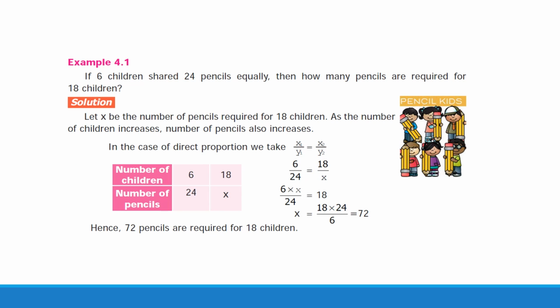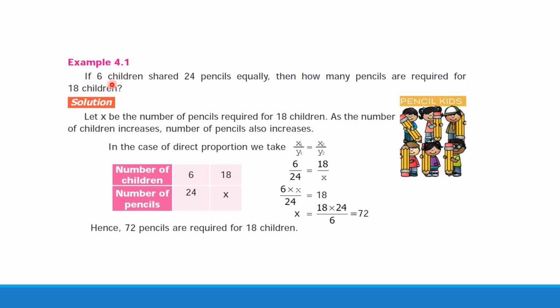Here is an example question. If 6 children share 24 pencils equally, then how many pencils are required for 18 children? We have to find the number of pencils required for 18 children. We take it as x. Okay. So here the number of children increases, so the pencils also increase. So that is direct proportion. Direct proportion means what formula? x by y equal to constant.